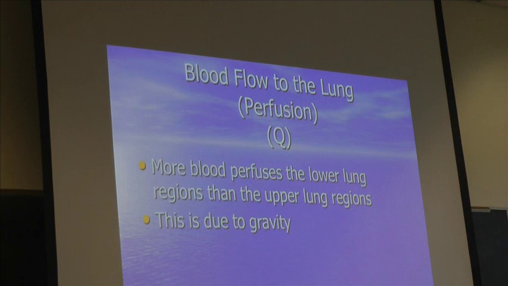Then if we talk about perfusion to the lung, and again it's abbreviated with a Q, anytime you're talking about blood flow, Q, same thing. It says more blood perfuses the lower lung regions than the upper lung regions. And the reason for that is gravity. When your pulmonary artery comes across and goes to the hilum, it distributes. Blood vessels that go up from that point are going against gravity. Blood vessels that go down are being helped with gravity. So more blood is going to be pulled down to the bases of the lungs than the apices.